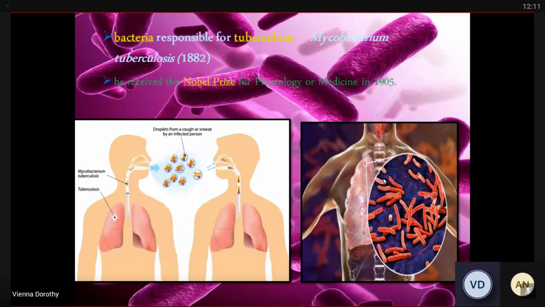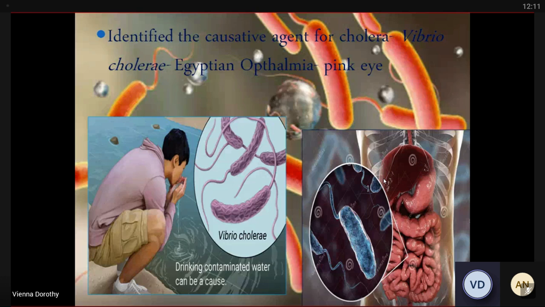After that, he explained the causative agent of cholera, that is Vibrio cholerae. Now all these are in the field of bacteria. That is why we saw that he is called the father of bacteriology.